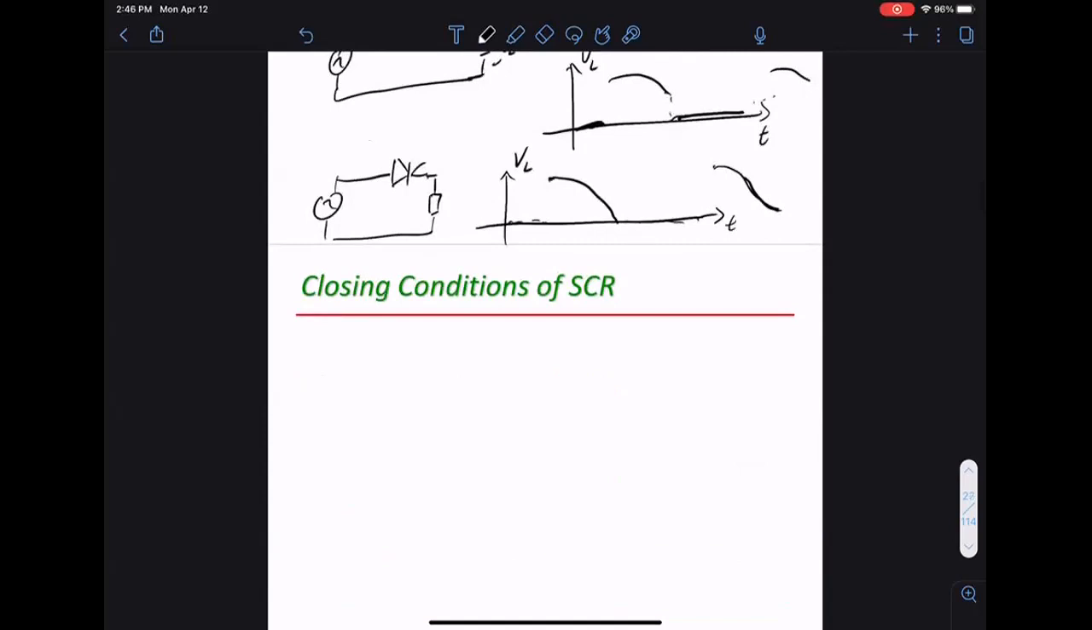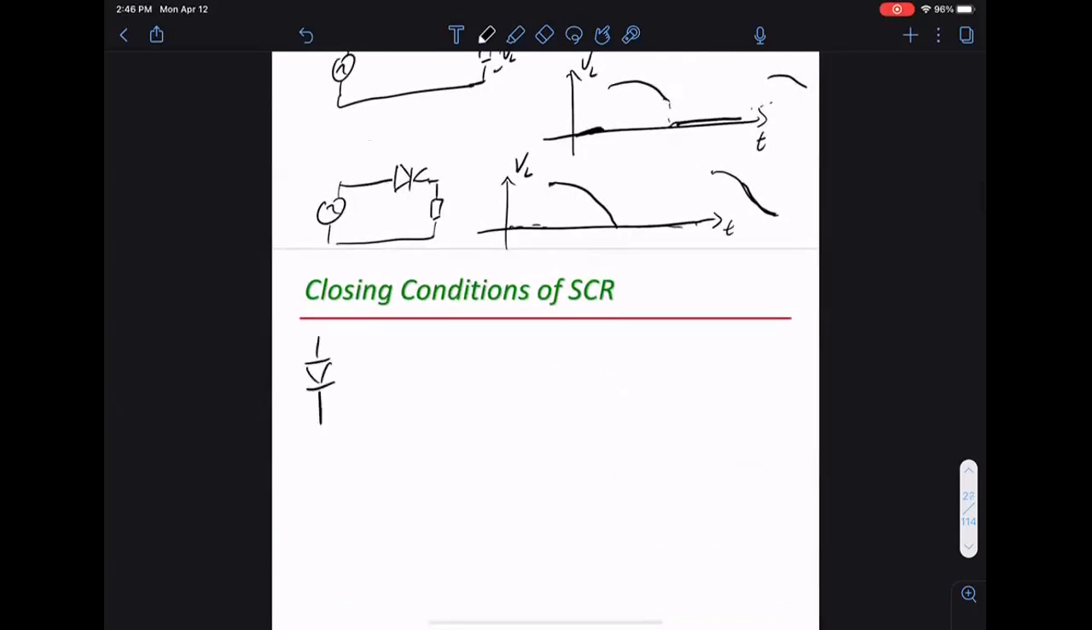So again, SCR, as a reminder, is a diode. You draw a diode picture, except here you have a gate. The gate is where you put in a current pulse. And the gate is set up in the following condition: if we have an SCR, when the voltage from the anode to cathode is negative, we want it to act like a diode.